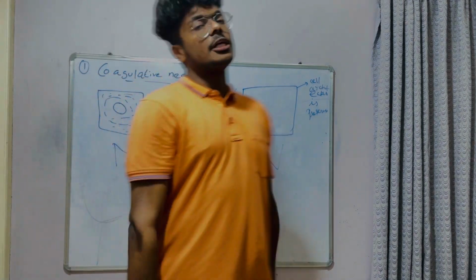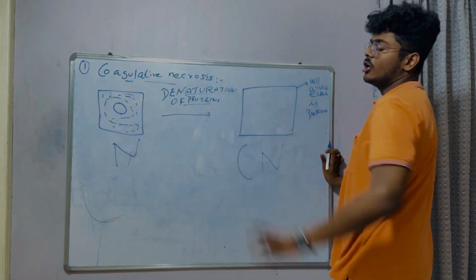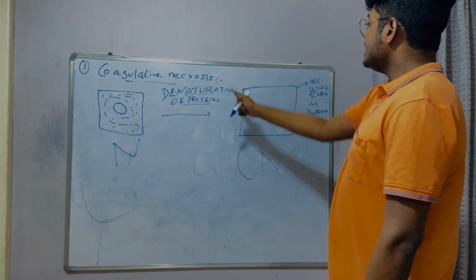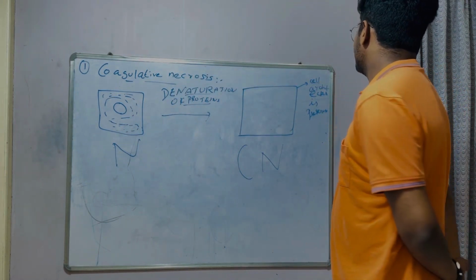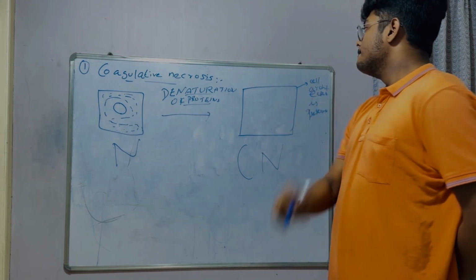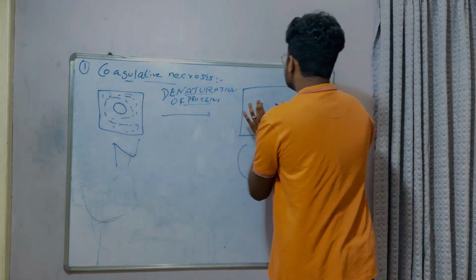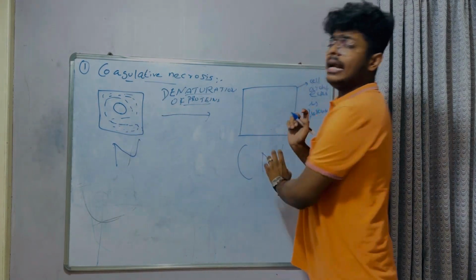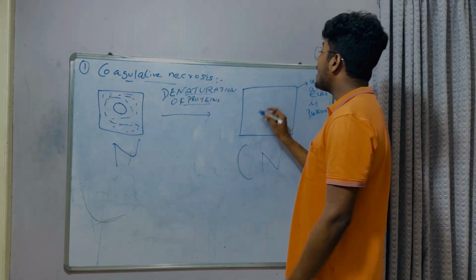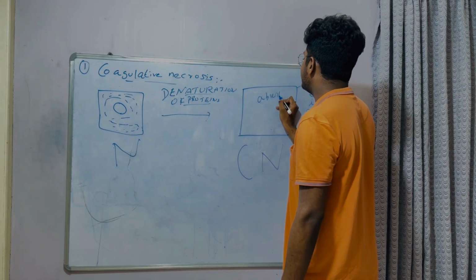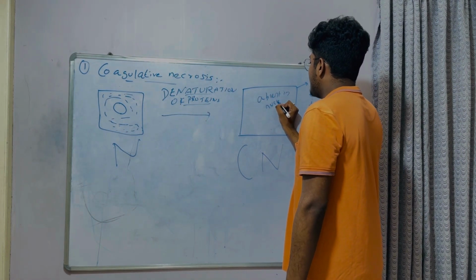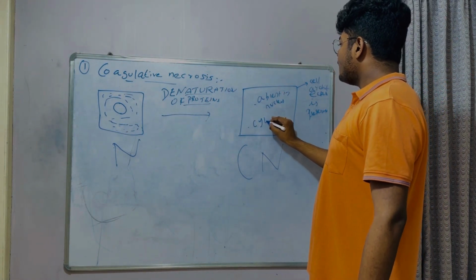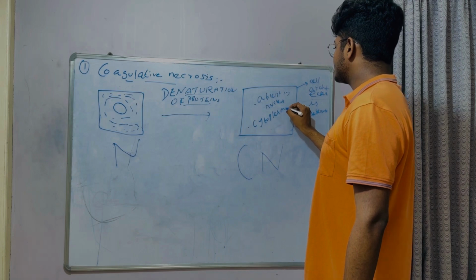The cell architecture is preserved due to denaturation of protein. Now, what happens, guys? The cell architecture is preserved here, right? But the nucleus of the cell disappears. A normal cell has a nucleus, but in coagulative necrosis, the cell is absent in nucleus.